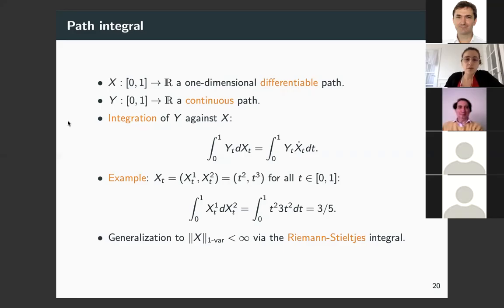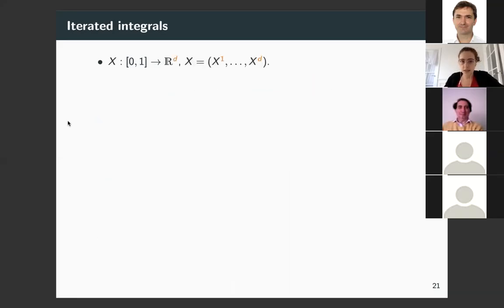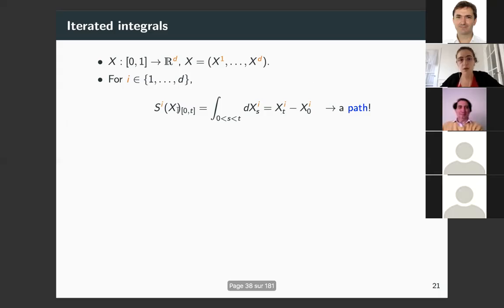With this definition of integral, I can now define the iterated integral. So now I take a d-dimensional path, so the coordinates are X^1 to X^d. And I now define what I call the coefficients of the signature of first order, which are just the integral of one coordinate. So I have d such coefficients, with i going from 1 to d. And if I compute it on [0, t], I just get the point at t minus the first point. And you can see that the signature is actually itself a path because t can vary here. So we have again a path.